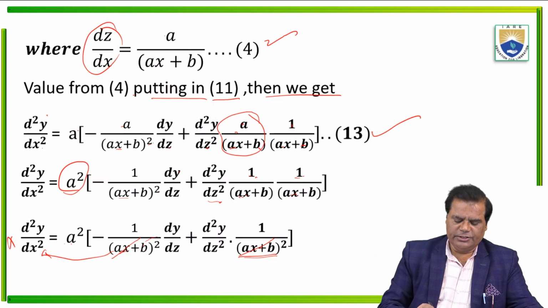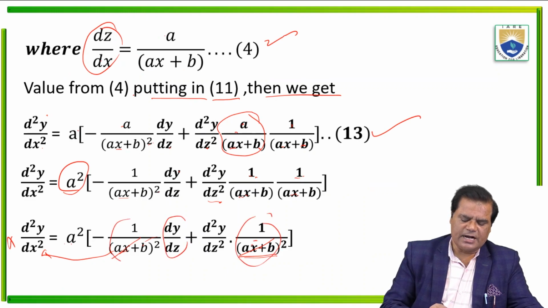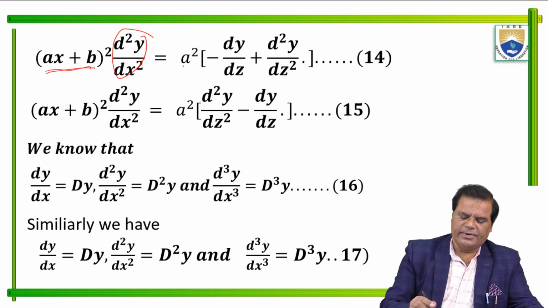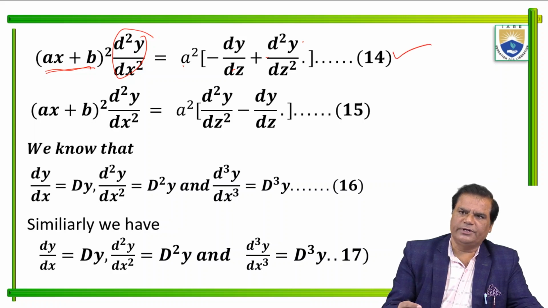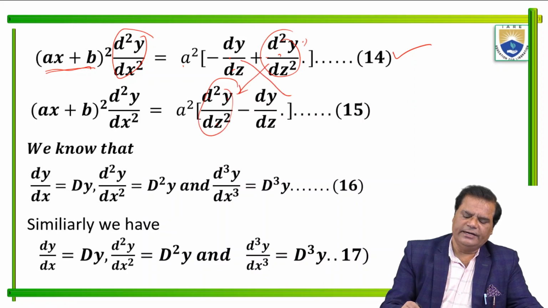Now here this dy/dx is common. This result is common. Here d2y/dz2 minus dy/dz. So I am writing here minus dy/dz plus d2y/dz2. This is equation 14. This plus, this minus, so the positive term I write first: d2y/dz2, and this minus dy/dz. This is equation 15.